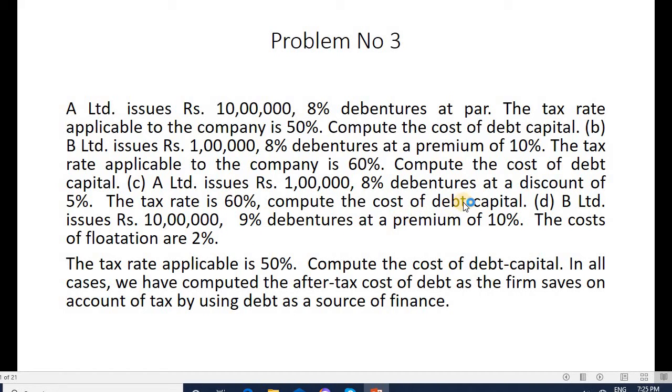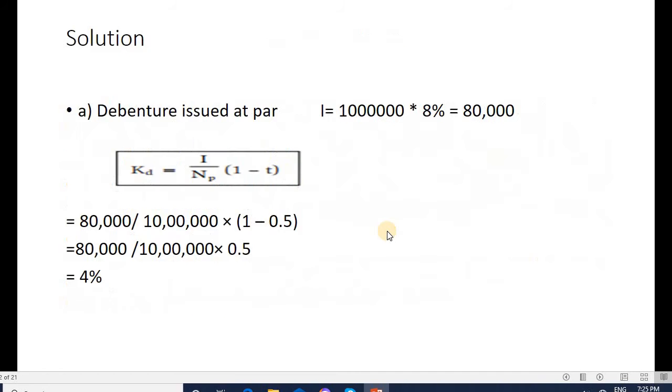Compute the cost of debt capital. The situation is that B Limited issues 10 lakh 10% debentures at a premium of 10%. The cost of flotation is 2%. The tax rate applicable is 50%. Compute the cost of debt capital.